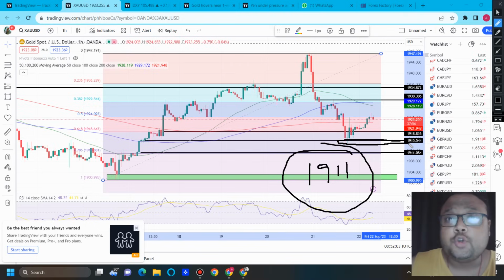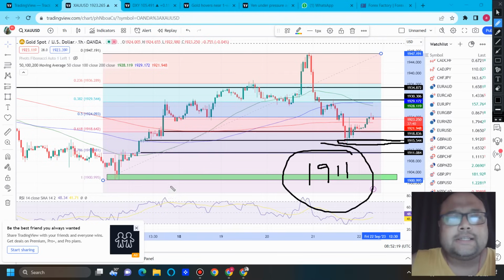If it is a low volatile market, if you see the market is not moving much, in that case 1915, yesterday's low, will work as support. But otherwise, you can expect 1911 to work as the next support for the market.